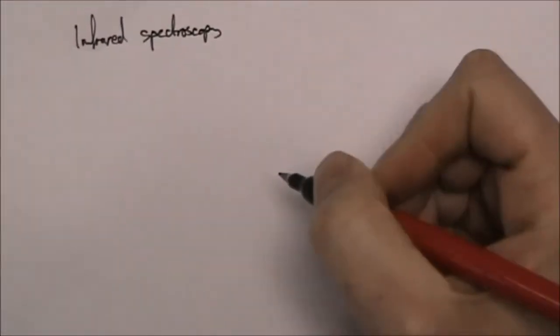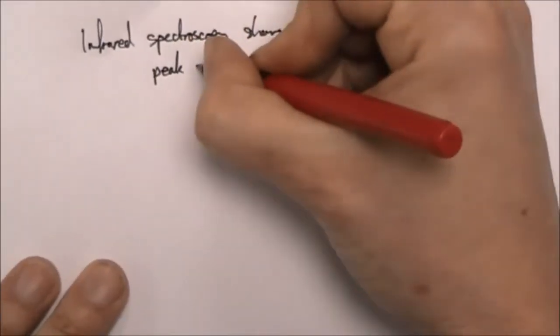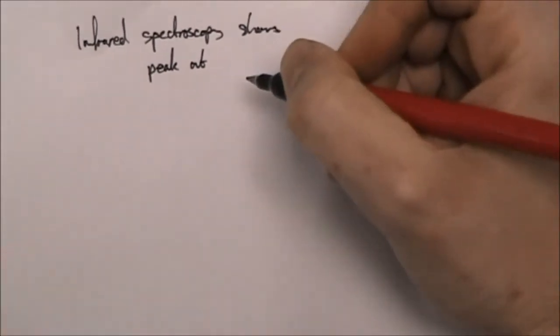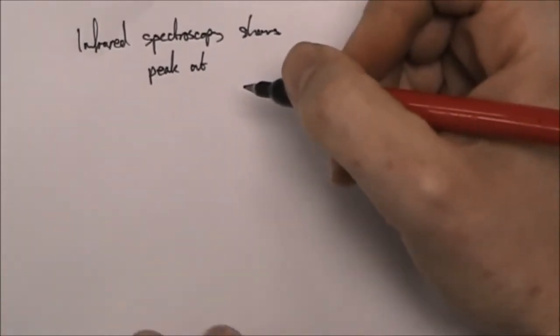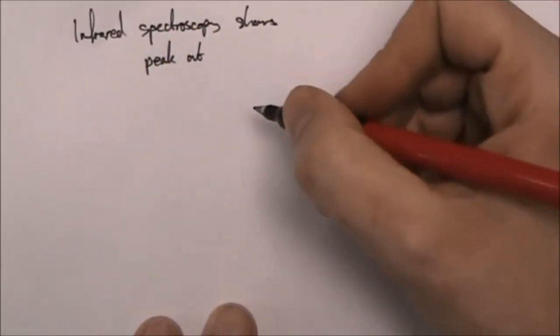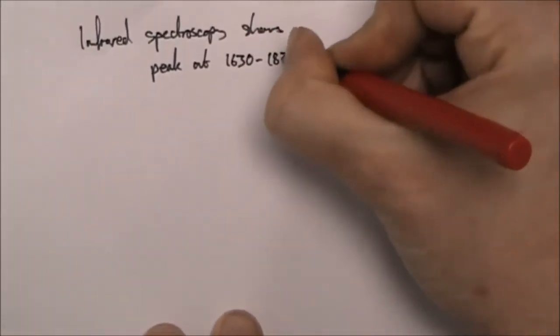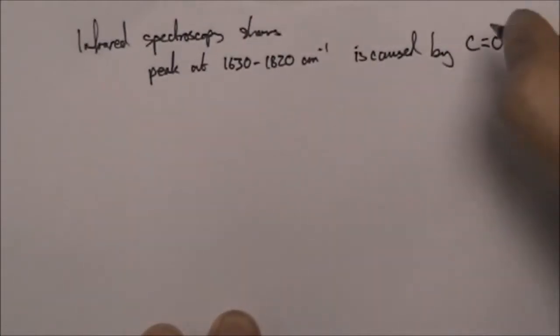So infrared spectroscopy shows a peak at... Now what I'm going to do here is look at my data sheet and write down the exact number which is on the data sheet. So it's a peak at 1630 to 1820 centimeters to the -1 is caused by a C to double bond O. So a CO double bond is what I mean there.